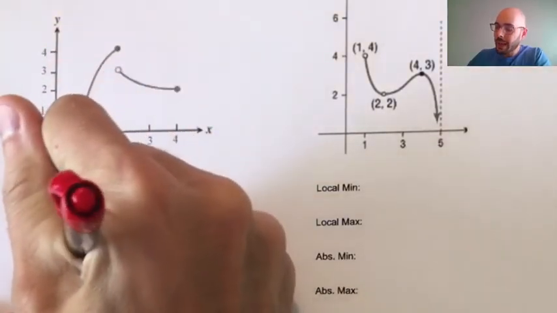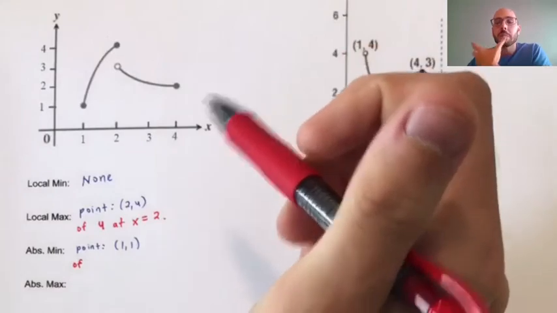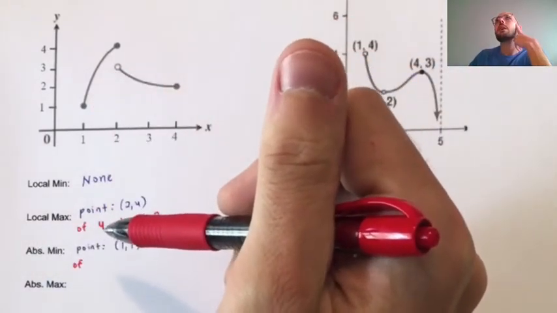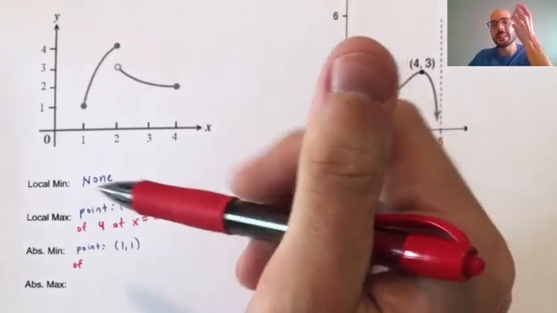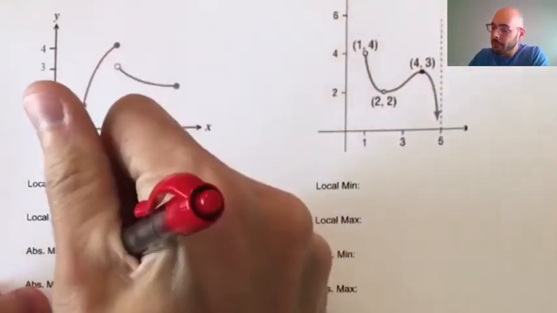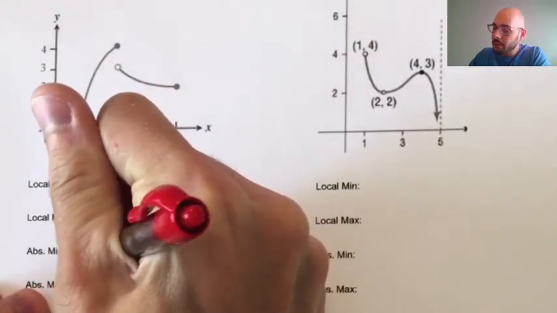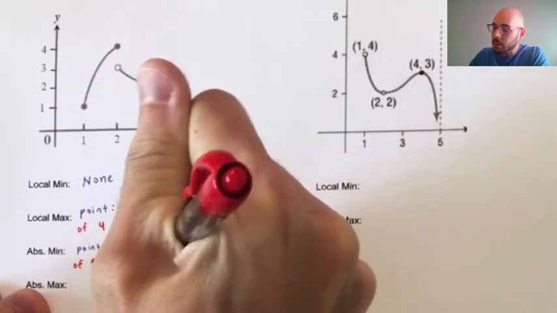I recommend as you're doing this that you always say the definition like I've been doing each time. Absolute min is the absolute lowest point on the graph that I can see. So you want to keep reminding yourself of what that means, and then it'll be easier to answer it. So an absolute minimum of 1, that's the y value, at x equals 1.